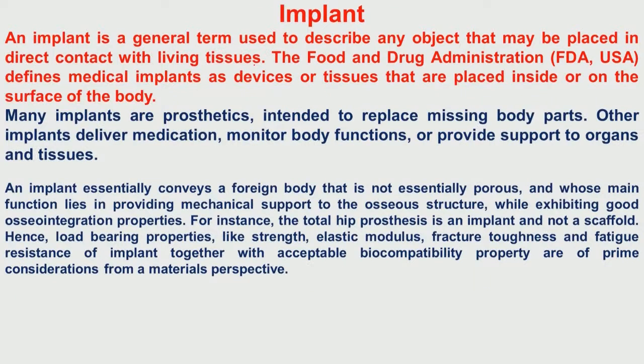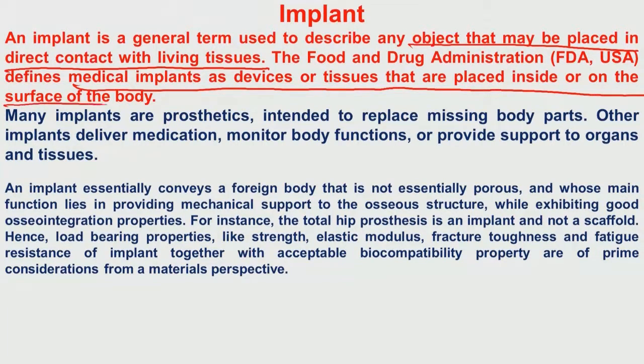Before defining other terms, let me also explain what is meant by implant. Implant is a general term used to describe any object that may be placed in direct contact with living tissues. The FDA, that is the US body, the Food and Drug Administration, defines medical implants as devices or tissues that are placed inside or on the surface of the body. Many implants are prosthetics, intended to replace missing body parts, and other implants deliver medication or monitor body function. Those things do not come under the purview of this present course.